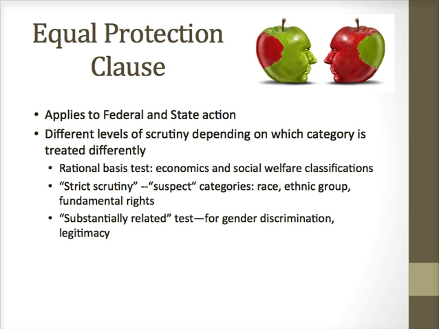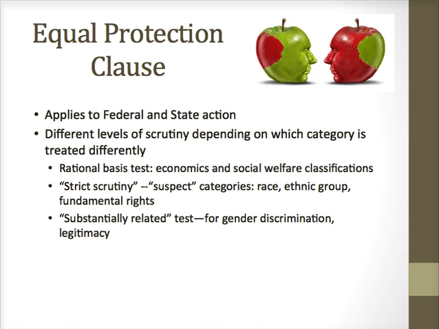Then there's what they call the intermediate test. So you have rational basis on one end. It's just basically, yeah, if you give a reason, that's good enough. You have strict scrutiny on the other end of this continuum where the courts say, look, you have to have a really, really good reason for distinguishing based on these categories. And then there's this intermediate test, which is the substantially related test.